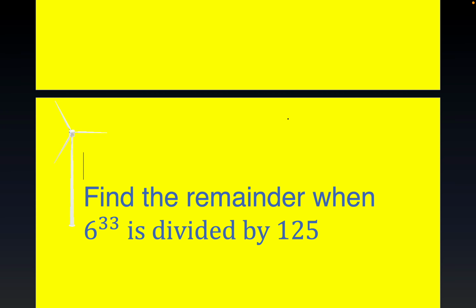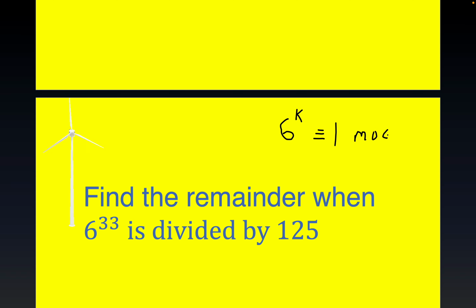A common approach on a problem like this is to find the order of the base that you're interested in. Now, our base in this particular case is 6, and it's raised to the 33rd power. And we want to find out what the remainder is when we divide this huge number that's almost impossible to compute mentally by 125. Now, one of the key ways of solving a problem like this is finding the smallest integer k such that 6 to the k is equal to 1 mod 125.